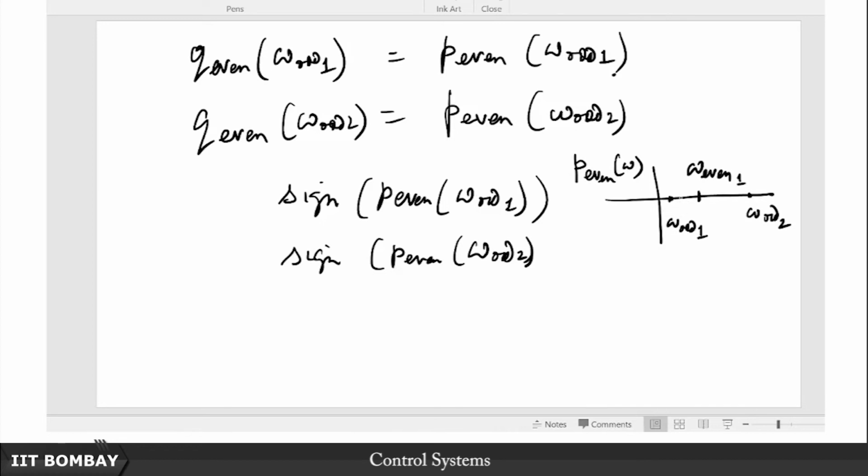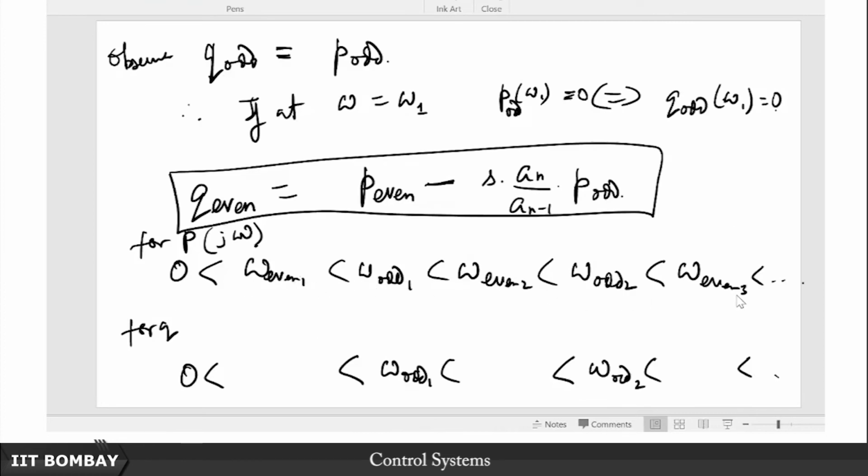What can you say? If there is a 0 here, then the sign of P even ω at ω odd 1 and the sign of P even ω at ω odd 2 must be opposite, because there is a 0 crossing here of multiplicity 1, isn't it? So either it is a plot like this or it is a plot like this. So what we can say is this is equal to this, correct, because now we are looking at the original polynomial. Because of the interlacing property of the original polynomial, the even one vanishes here, the odd one vanishes here, the even one vanishes here, the odd one vanishes here.